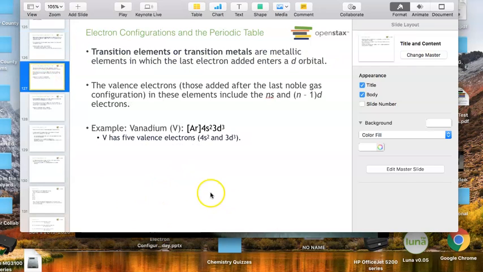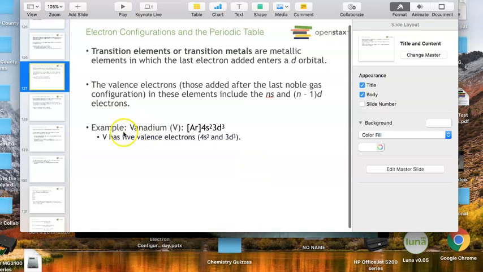Transition elements are metallic elements in which the last electron added enters a d orbital. The valence electrons in these elements include d electrons. So an example here, we have vanadium, and it has 5 valence electrons, 3 in the d subshell and 2 in the s subshell.